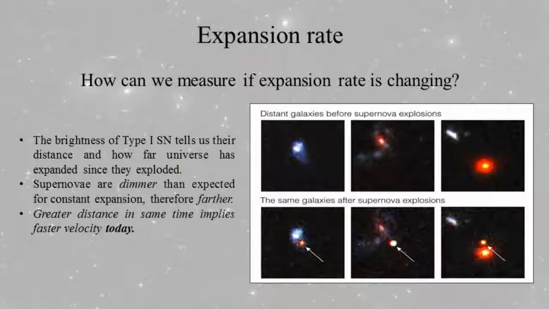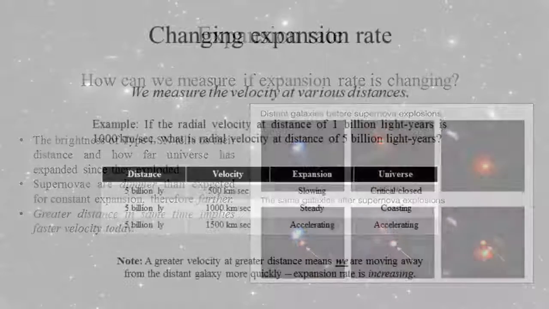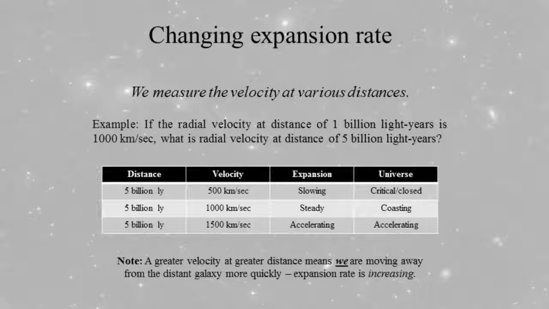Well, I'd like to show you a chart that just shows us a few simple numbers here and will help us understand that. Let's measure the velocity of a hypothetical galaxy at various distances. For example, if the radial velocity of a galaxy at 1 billion light years distant is perhaps 1,000 kilometers per second, I'll just use some simple numbers, what would the velocity be at 5 billion light years? Well, as you can see here, if the velocity was less, clearly the expansion is slowing. And our universe may actually slow down and contract, wouldn't it?